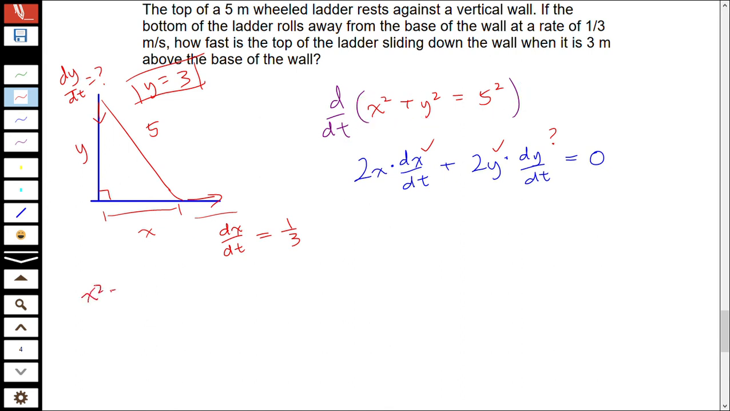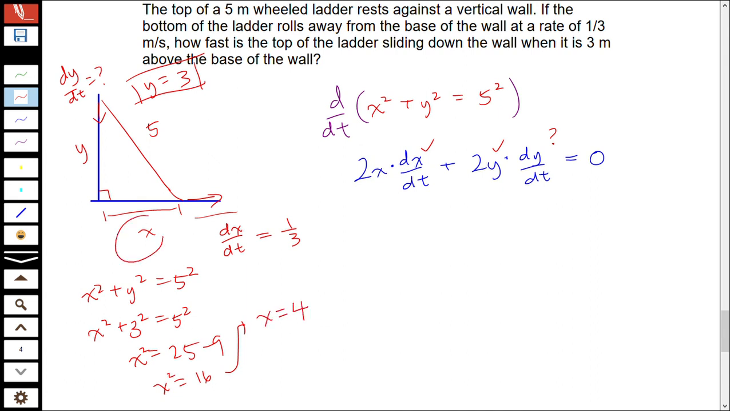So again, using this relationship, when y is 3, oh, forgot the square, what is going to be my x? Okay, so just isolate for x, 25 minus 9, so let's say 16. Oh, that's a square. And x is going to be plus or minus 4, but x can't be a negative value, so x is going to be 4. So we have our x value.